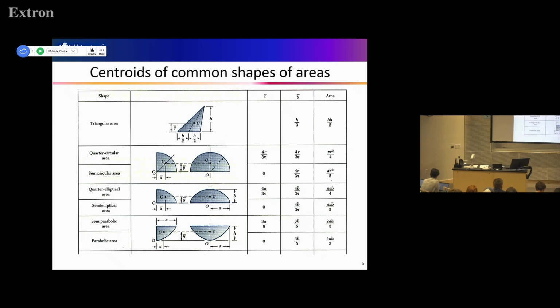And then tables are already developed, so we can use the table. We don't have to think about it, right? So triangle or half circle, quarter circle, or even parabolic, you have the X bar, Y bar coordinates, and the area equations are here. So it's from the textbook. And if needed, I'll give you this table for the exam too.